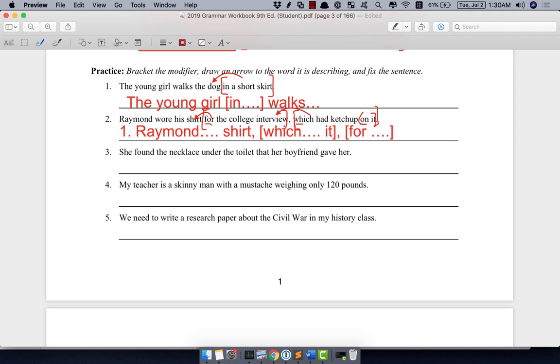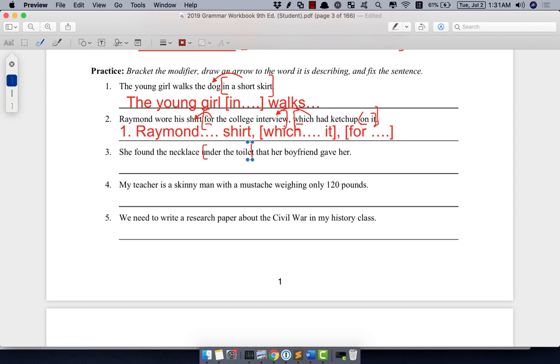So think about what the modifiers are, draw an arrow to what it's describing, and fix the sentence. You have 20 seconds, go. Okay, that's just 10 seconds, but let me interrupt here, because this one might require a little bit of explanation. She found the necklace under the toilet that her boyfriend gave her. What are the modifier phrases? There is one here for under. Under is a preposition, so under the toilet is one phrase.